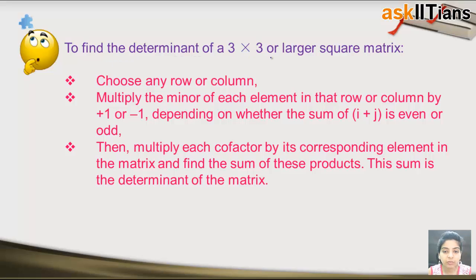So to find out the determinant of a 3 cross 3 or maybe a larger but square matrix, note here that it has to be a square matrix. Choose any row or column. Multiply the minor of each element in that row or column by plus 1 or minus 1 depending on whether the sum i plus j is even or odd. Then multiply each cofactor by its corresponding element in the matrix and find the sum of these products. This sum is the determinant of the matrix.